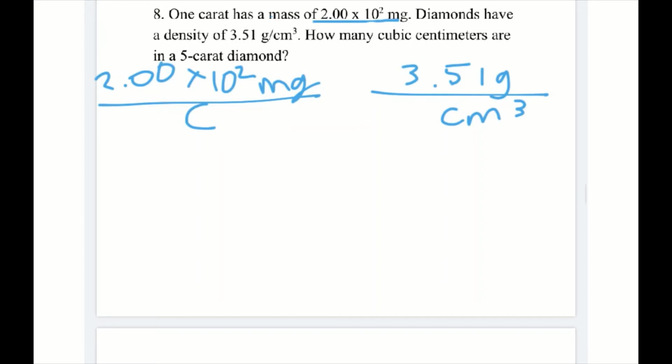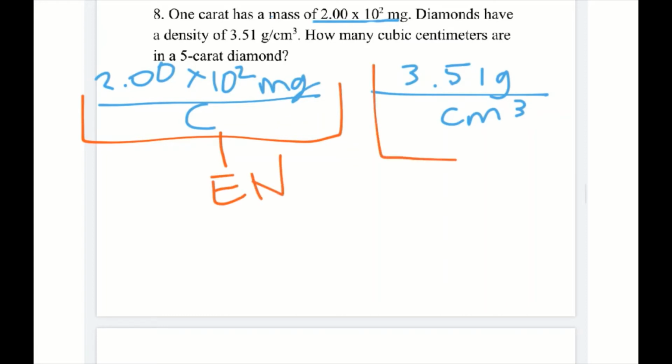Now, in the description for video 1.7, I wrote about how one could tell the difference between an exact number and something that's not an exact number. So something that's artificially, I guess, determined by scientists in order to set a standard, like for example 2.00 times 10 to the second milligrams are in 1 carat. That's something that we people set as a standard, which is why it is an exact number.